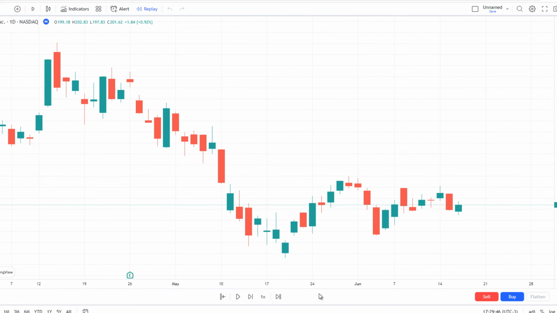So this did not confirm. The candlestick actually closed above the low or the close of the Marubozu. So this one hasn't confirmed yet. Let's see if it does over the next 10 days.